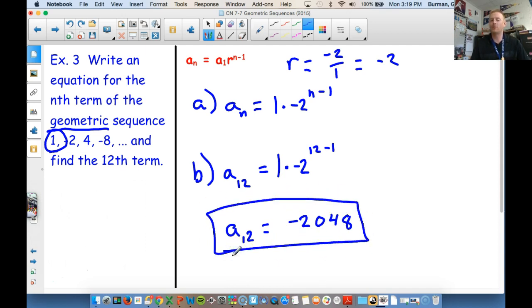Now I could actually calculate that out by doing 1, this is my second term, my third term, my fourth term, my fifth term, all the way through the 12th term, but I'm going to trust my formula because I'm a pretty smart guy like that. So again, you're just going to use the vocabulary words for what each letter represents, and then plug them in. So part A, make the equation. Part B, find the 12th term.